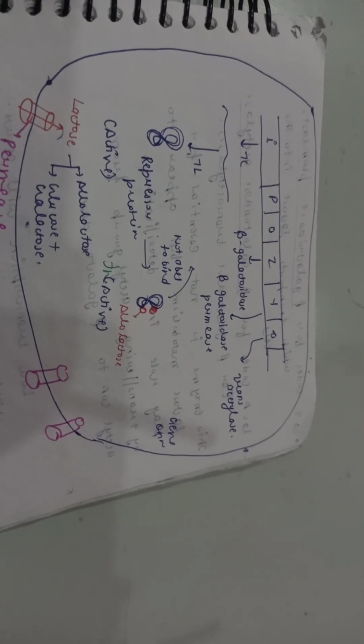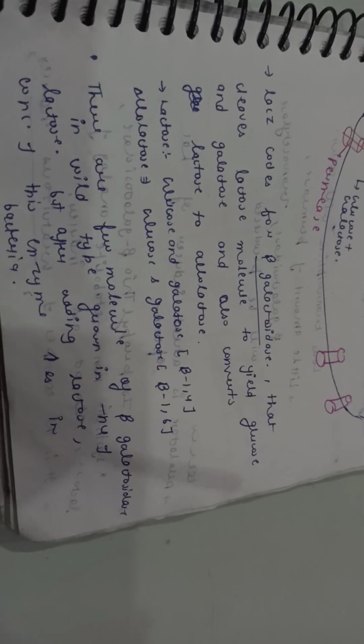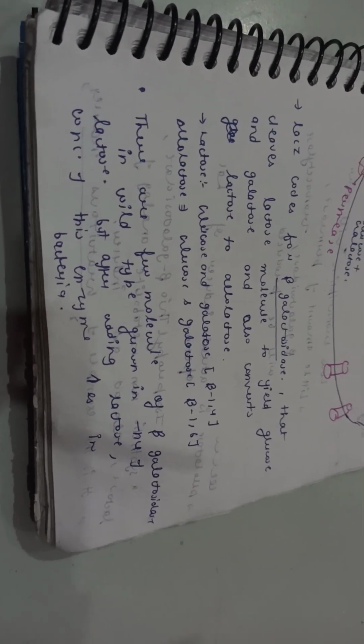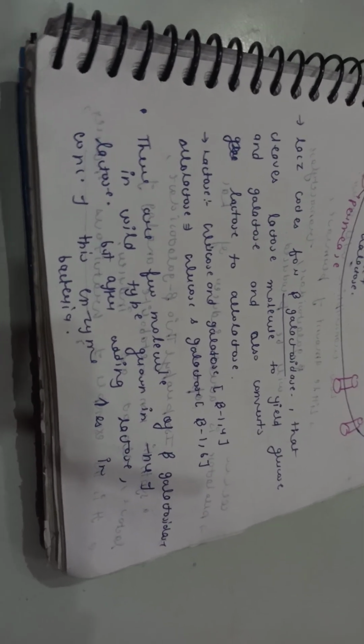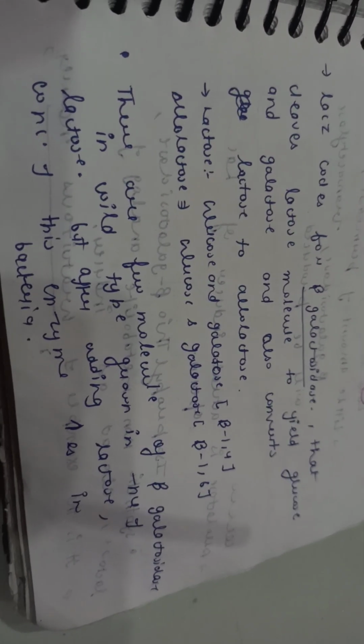Okay, now let's come to the next part. LAC-Z codes for beta galactosidase. Beta galactosidase has this power of cleavage. Cleavage means it will get broken. Beta galactosidase is capable of breaking the lactose molecule, and when the lactose molecule breaks, it will form glucose and galactose. Or the lactose, without cleavage, will get converted into allolactose, and this particular function is played by beta galactosidase, which is coded by LAC-Z.